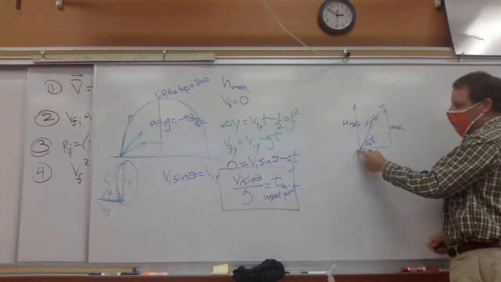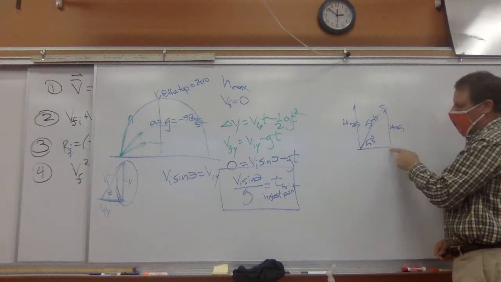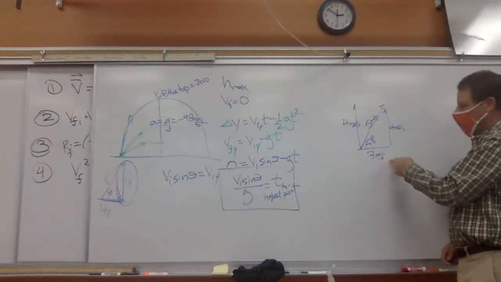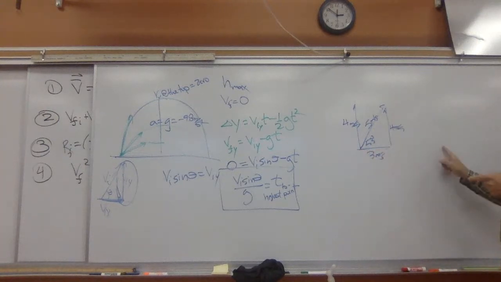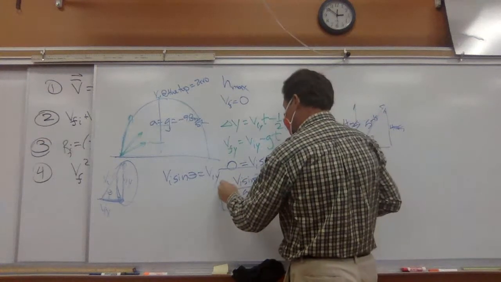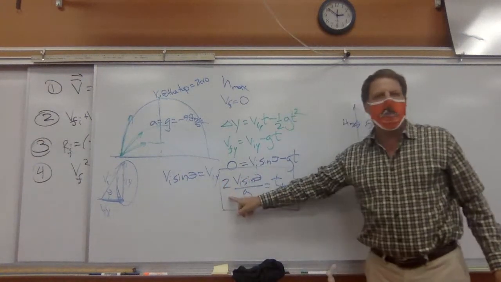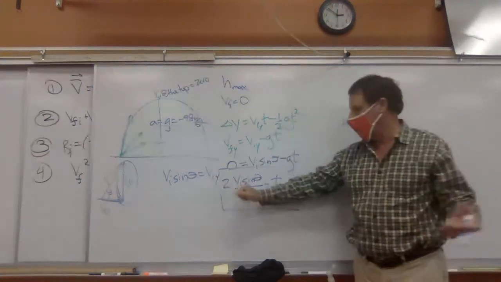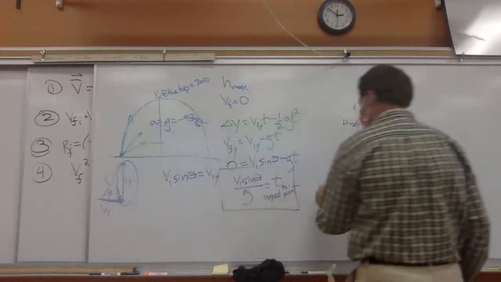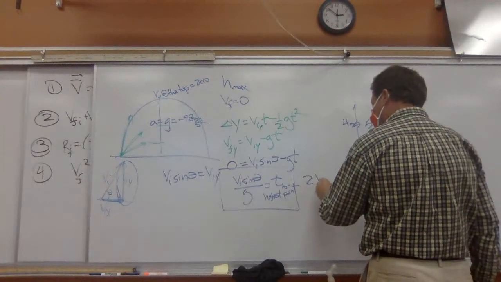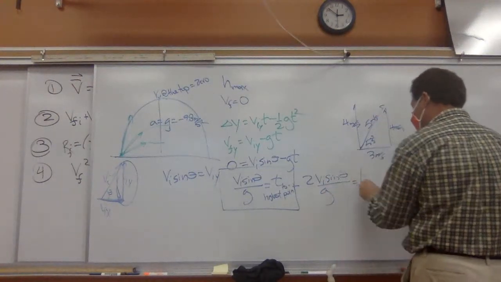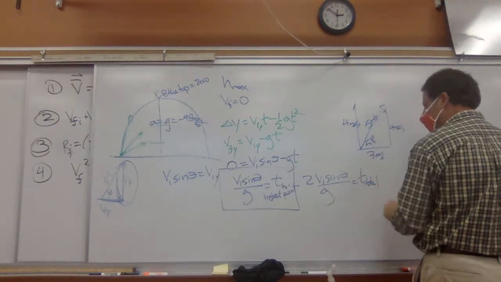Now, obviously, this one is not going to go as far, but this one is going to go at 3 meters per second, 5 cosine 53. So however long it's in the air, if we want to calculate the distance, we would just do that. What if we multiplied the time to the highest point by 2? That'd be the total time in the air. So 2 v initial sine theta over g is equal to time total.